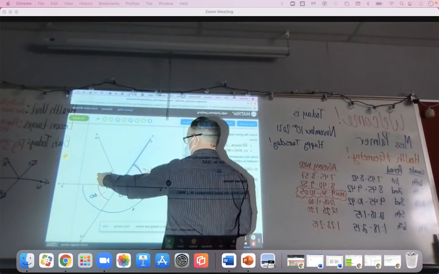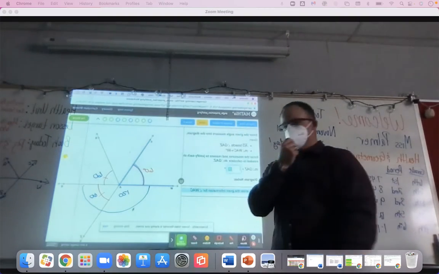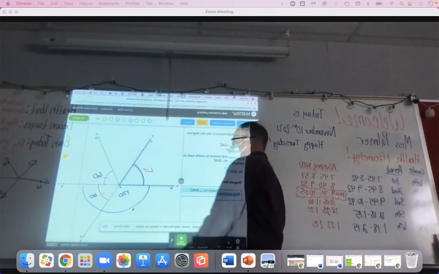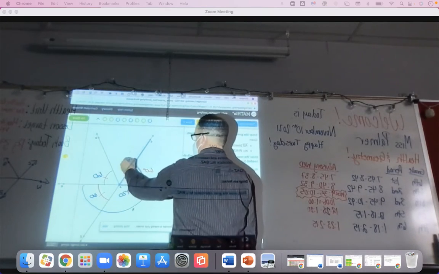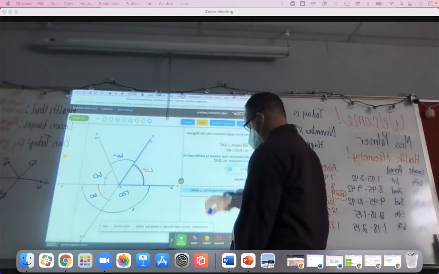These two are congruent. What does this have to be? 60. Because of the definition of congruent. 60. What does this one have to be? 60. Got a bunch of 60-degree angles going on. It's crazy.